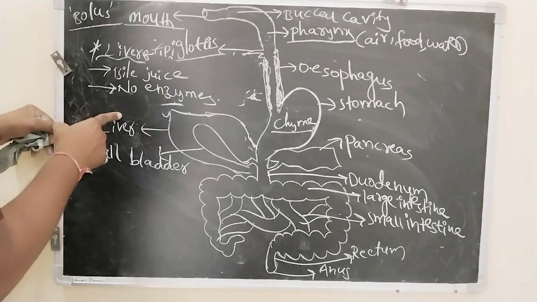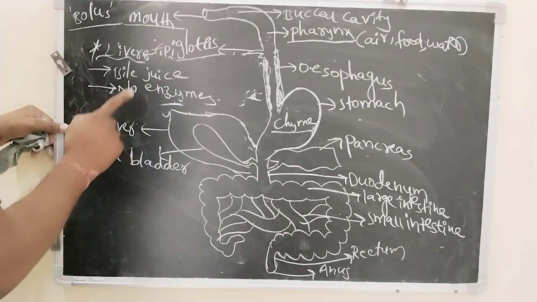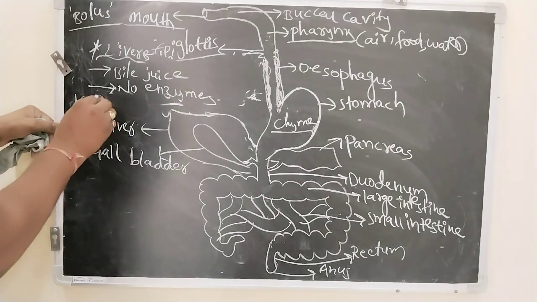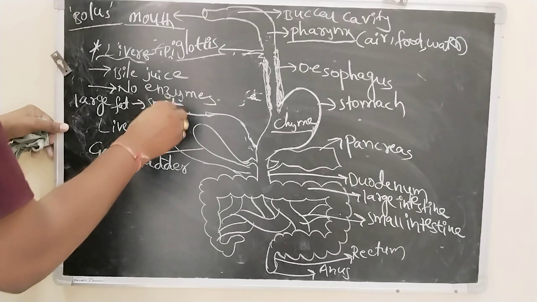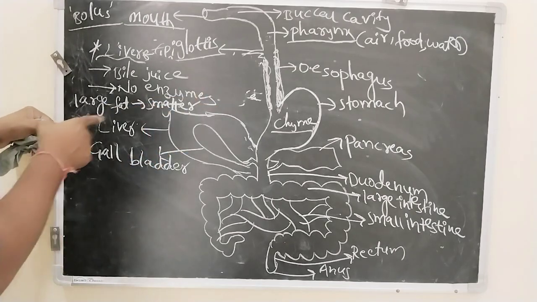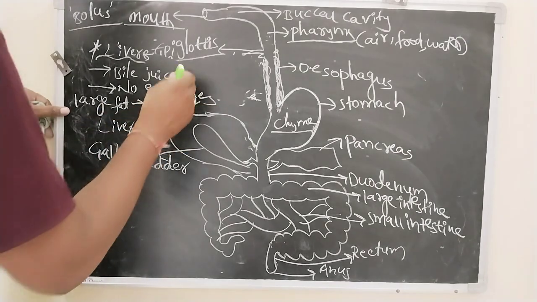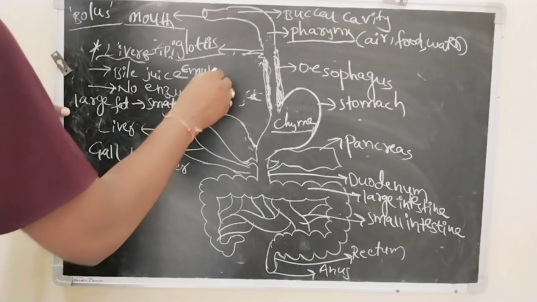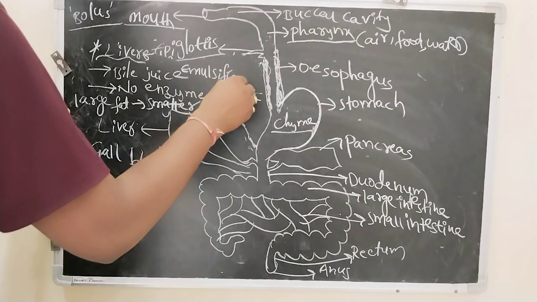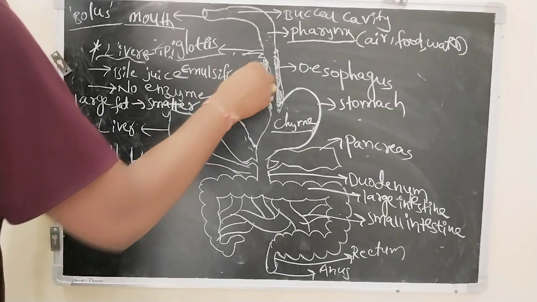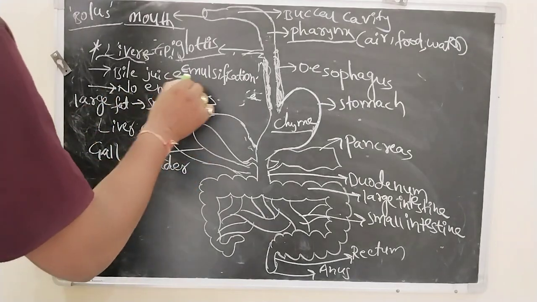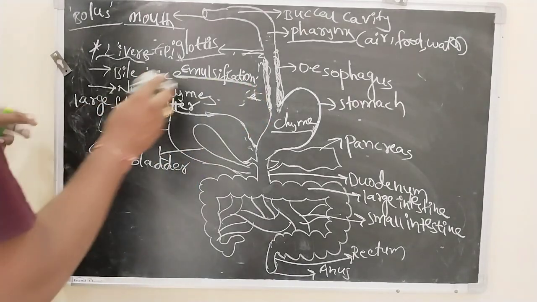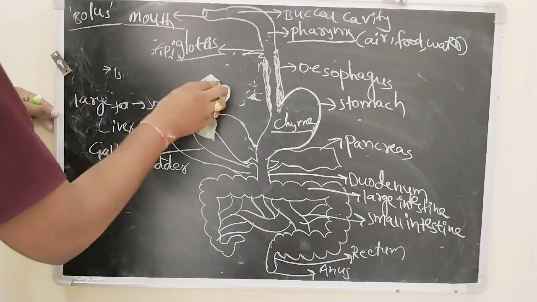And what function is performed by bile juice? It breaks the large fat molecules into smaller units. This process is called emulsification, and such fats are called emulsified fats. This is the function performed by the liver.